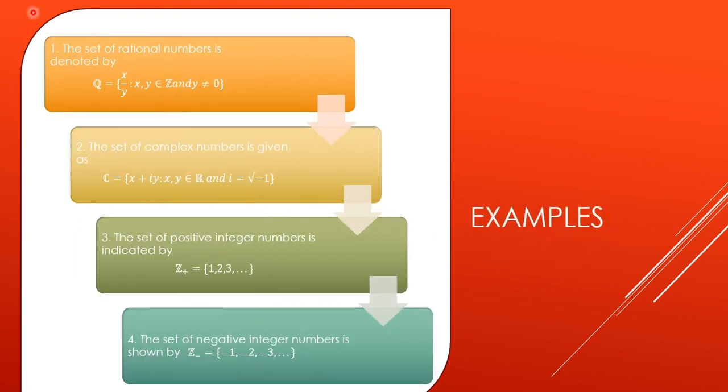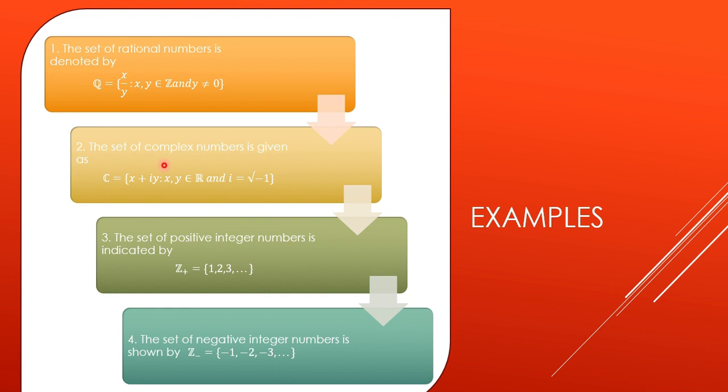Example. The set of rational numbers is denoted by Q, because of quotient. Q equals x over y, such that x and y belong to Z and y does not equal zero.